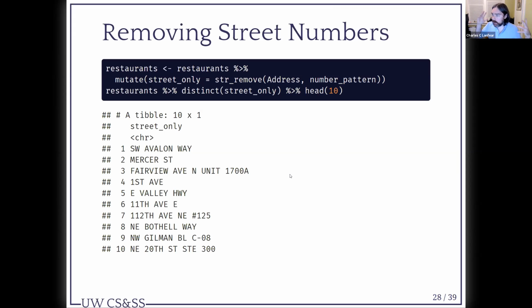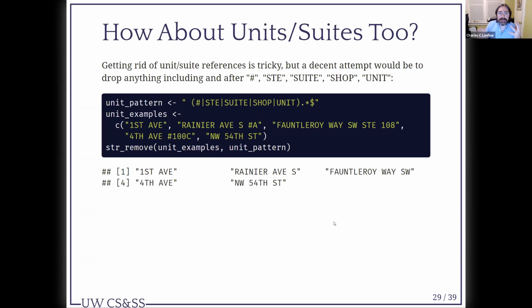Okay. So our next thing is I must destroy my new enemy. My new enemy are the unit numbers. Let's see how we get rid of these. Okay. So getting rid of these is tricky because there's a lot of different ones, all of them stupid in their own unique way. A decent attempt, which makes me feel better about my effort, would be to get rid of anything that occurs after the #, hashtag for you kids, suite, shop, or unit.